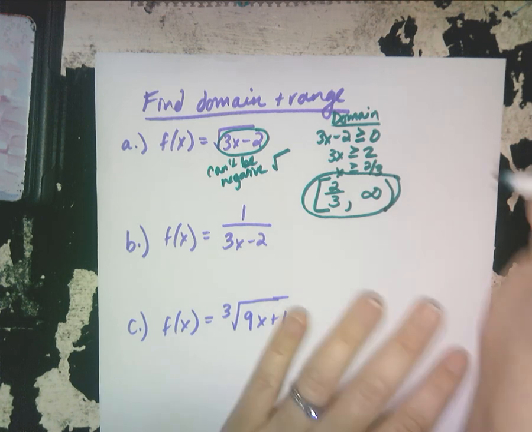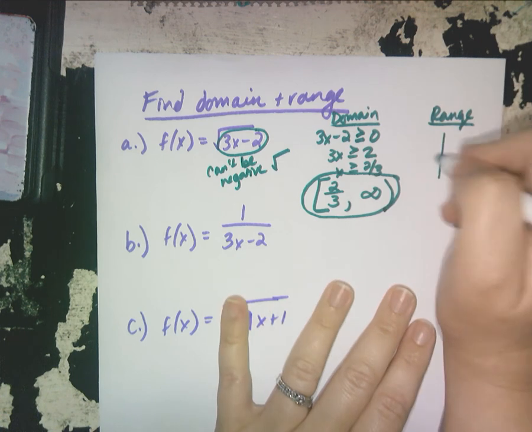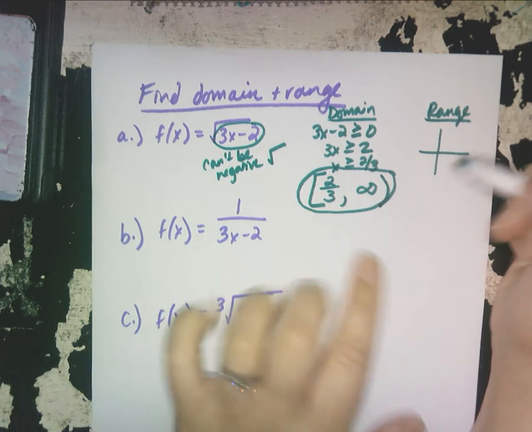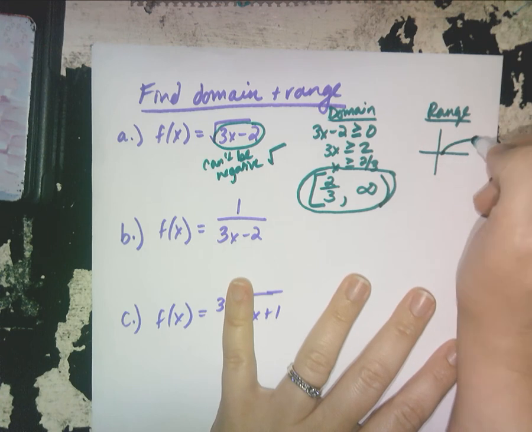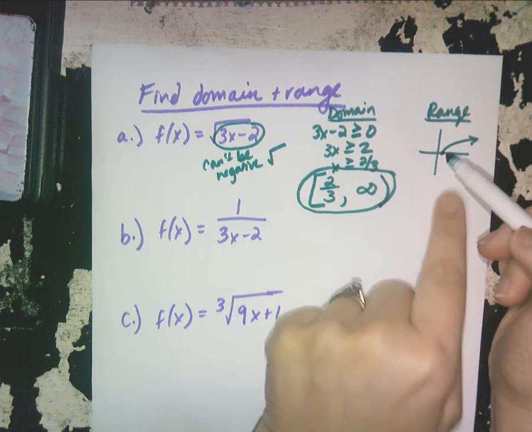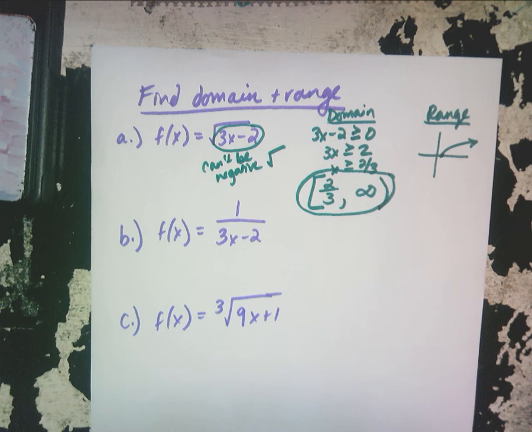How do we do the range? The range for this one, I would probably just go with the graph of it. So my value for x can be greater than 2/3, so it's about here. And then we all know it's going to shoot that way. Would you not agree that it's going to continue creeping up and up and up? Okay, so my range is all my y values.